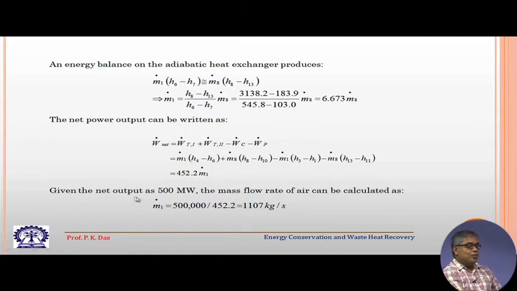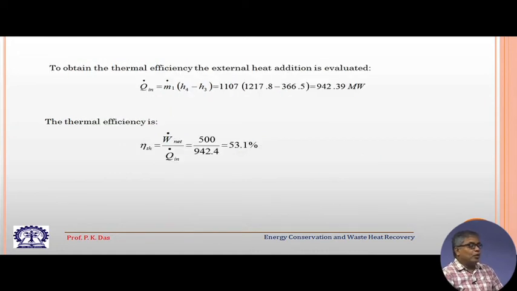Now, net output has been given as 500 megawatt, and then putting this information, we can get what is the mass flow rate of air. So, we have got the ratio of mass flow rates of the 2 fluids. We have also got what is the mass flow rate of air needed for this combined cycle to produce 500 megawatt. And then what we can do? We can obtain the thermal efficiency.